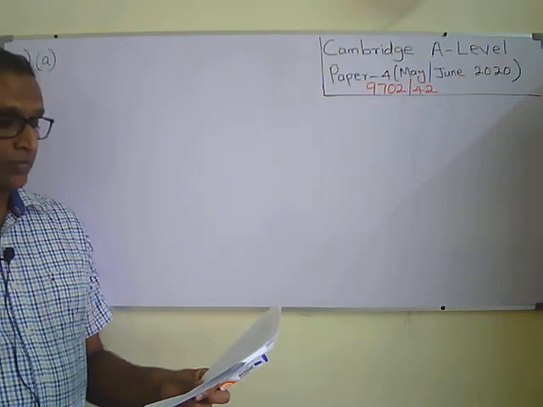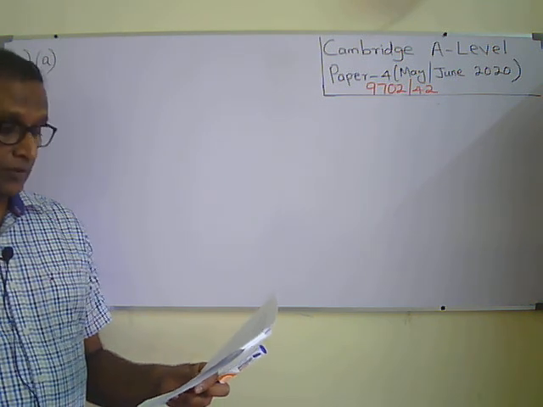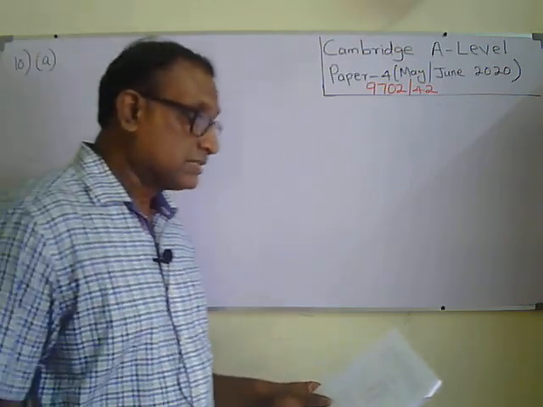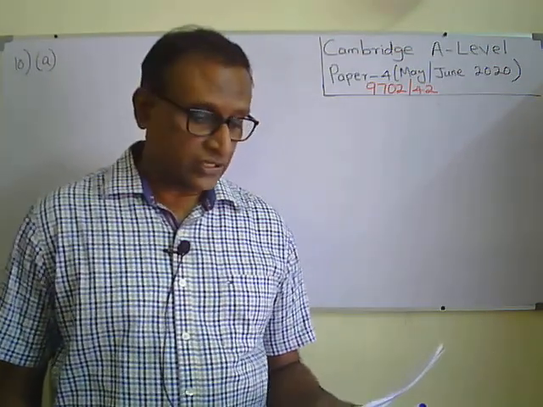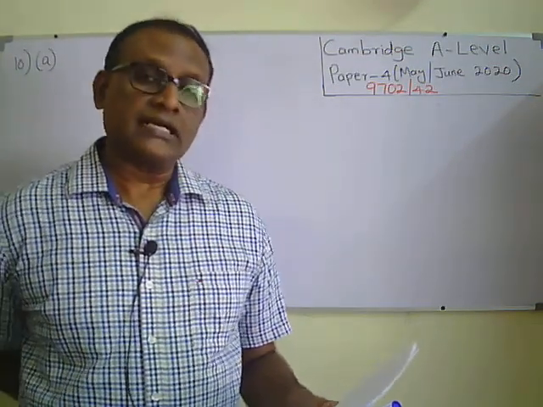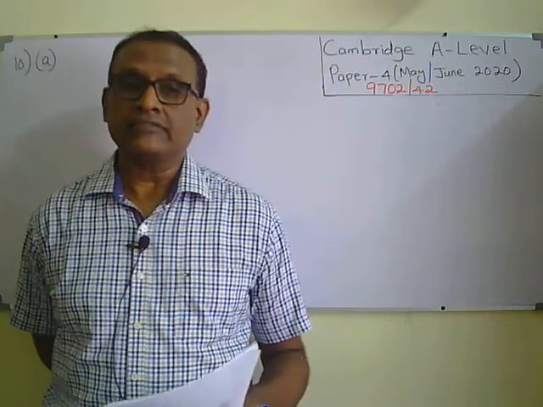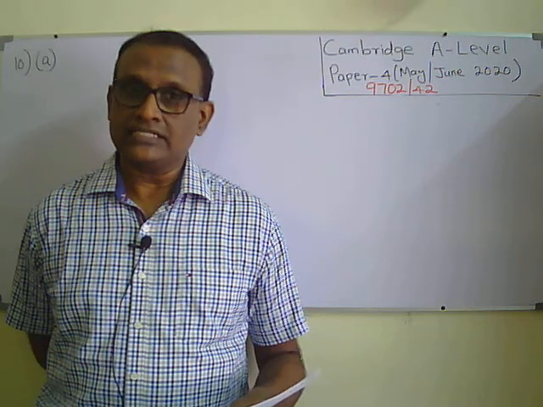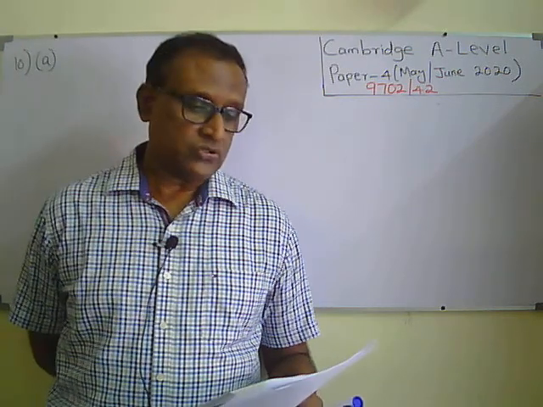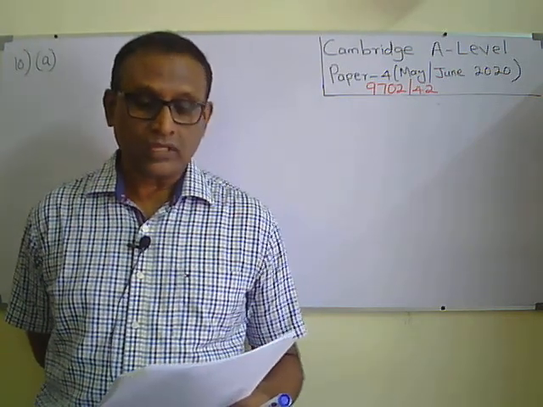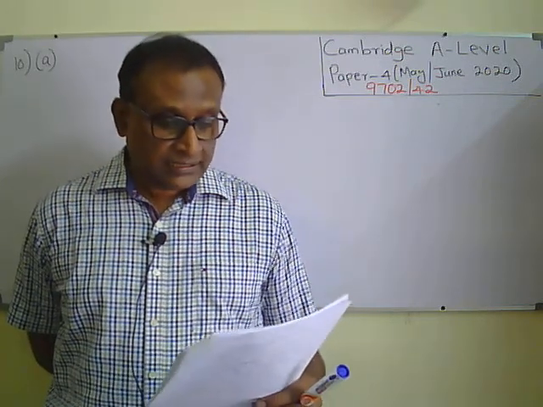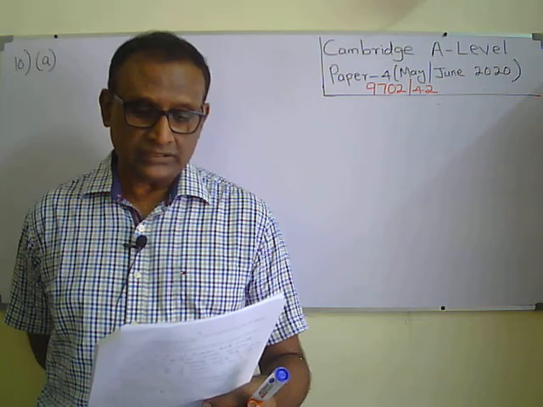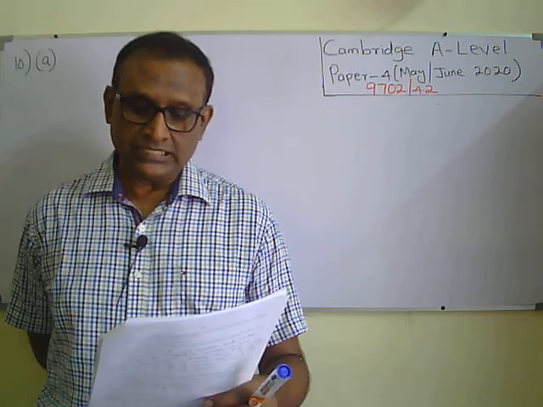B part, a transformer diagram is given. It's a step-up transformer because you can see the number of turns on the output is more than the number of turns in the primary coil. State one function of a transformer: you can say to increase or decrease the AC voltage, we can use transformers.